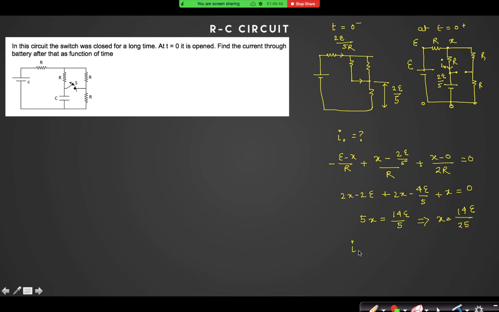So what is the value of I naught? The value of I naught in this circuit is E minus 14e by 25, by r. Or x minus 2e by 5 divided by r. Yes or no? Is this correct?